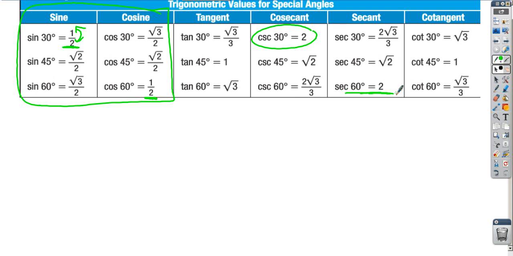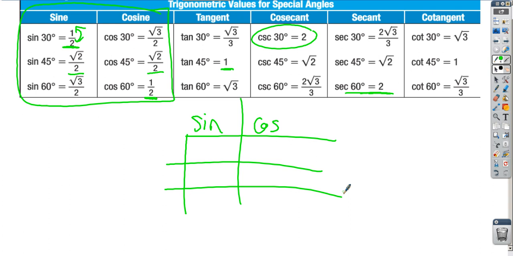And tangent is sine divided by cosine. For example, if you divide root 2 over 2 by root 2 over 2 for sine over cosine, you would get 1, which is tangent of 45. So these angles are called special angles, and these are the three that you want to basically memorize: 30 degrees, 45 degrees, and 60, because the vast majority of problems involve one of those three.